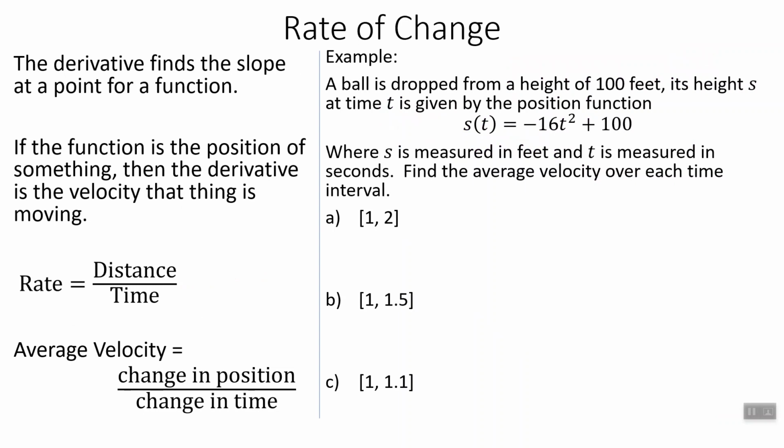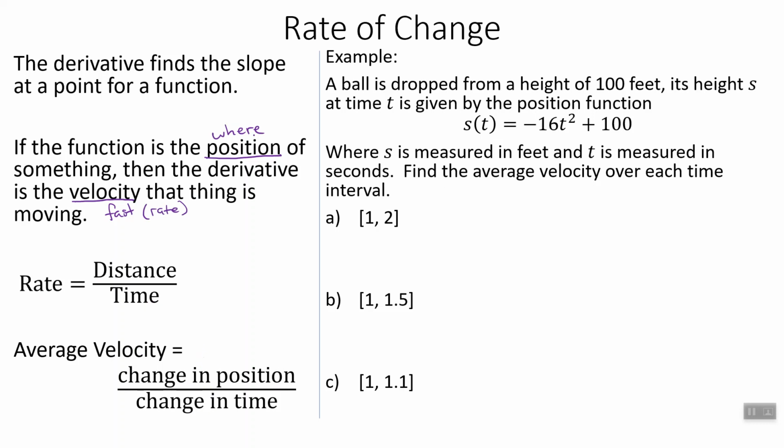All right, another application here, or working towards another application. So the derivative finds the slope at a point for a function. If the function is the position, so where something is located, like how high up or how far over, then the derivative is the velocity, which is how fast something is going. It's its rate. All right, so rate is distance divided by time.